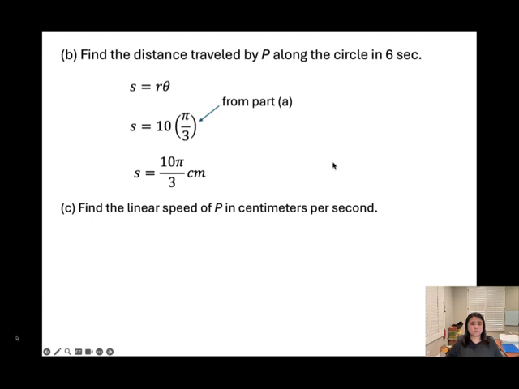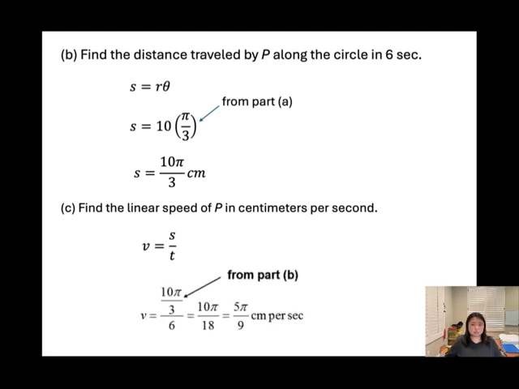C. Find the linear speed of P in centimeters per second. Okay, linear speed, this is talking about the V, right? V equal to S over T. And we already found S from part B. T will be equal to 6. Plug it in. You should get 5 pi over 9 centimeters per second.